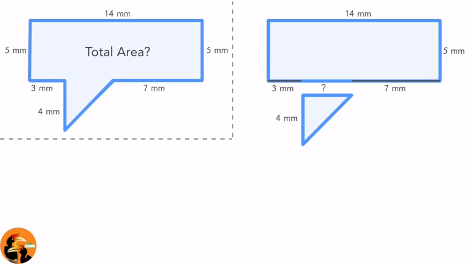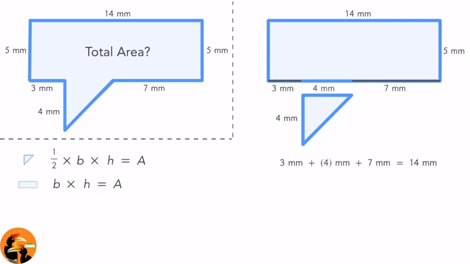Our entire base length is 14 millimeters. Therefore, the missing length, 3 and 7, must add to make a total of 14. 3 plus 7 is 10. Therefore, the missing length, or the length of the triangle's base, must be 4 millimeters. Now, we can find the area of the triangle by multiplying 1/2 times the base times the height, or 1/2 times 4 times 4. Simplifying, we find that the triangle has an area of 8 square millimeters.